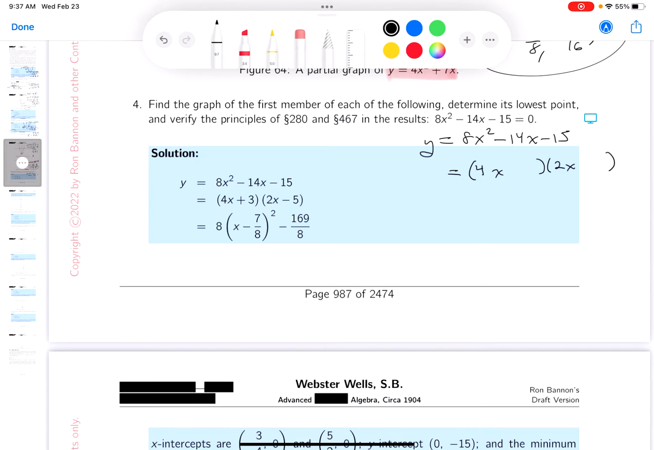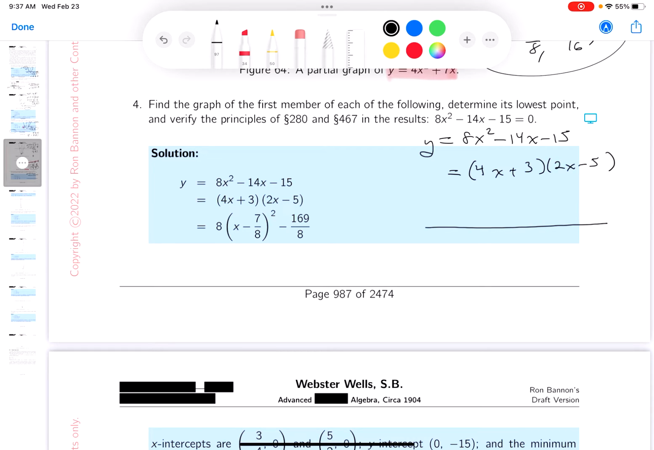And it looks like 5 and 3. Whatever I say, I'm going to check it, though. And let me take a look. Plus, minus. Let's give it a shot. You do get 8x squared. You do get minus 15 in the end. It's the middle guy I struggle with. And that's minus 20 plus 6, which is minus 14. This worked beautifully.